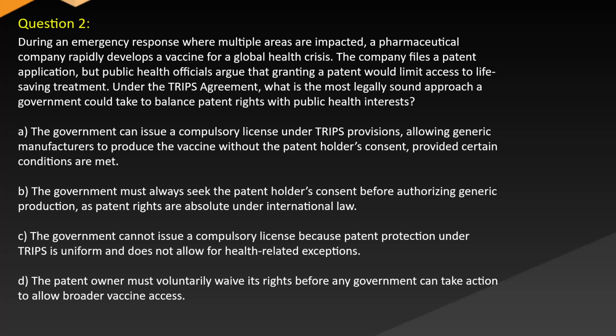A. The government can issue a compulsory license under TRIPS provisions allowing generic manufacturers to produce the vaccine without the patent holder's consent, provided certain conditions are met. B. The government must always seek the patent holder's consent before authorizing generic production, as patent rights are absolute under international law. C. The government cannot issue a compulsory license because patent protection under TRIPS is uniform and does not allow for health-related exceptions. D. The patent owner must voluntarily waive its rights before any government can take action to allow broader vaccine access.